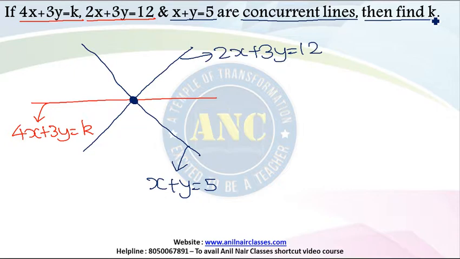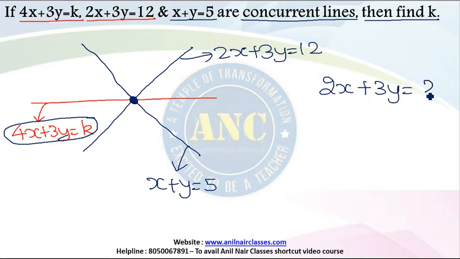Now think logically, sir. Forget about the equation which has k in it. Forget about that line. Don't worry about that red color line as of now. Can I say that one of the lines is 2x plus 3y is equal to 12. The other line is x plus y is equal to 5.